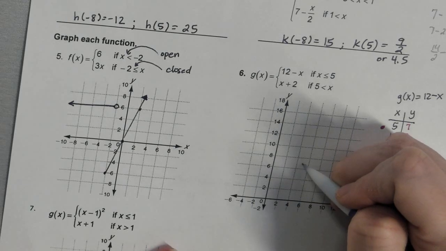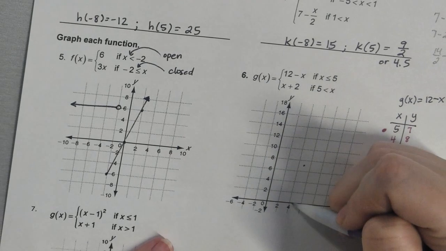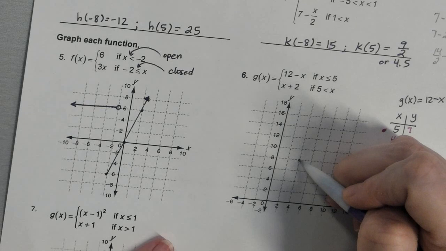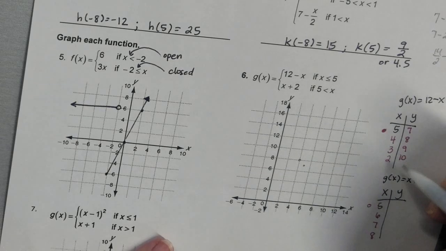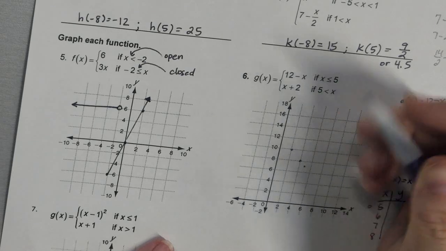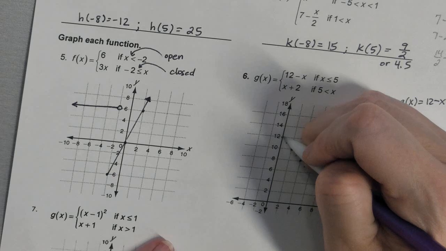So at 5, I go to 7, and this is in the middle according to the grid that I'm given. At 4, I'm at 8. 3, I'm at 9. 2, I'm at 10. And really, it's just going up by 1 each time here.